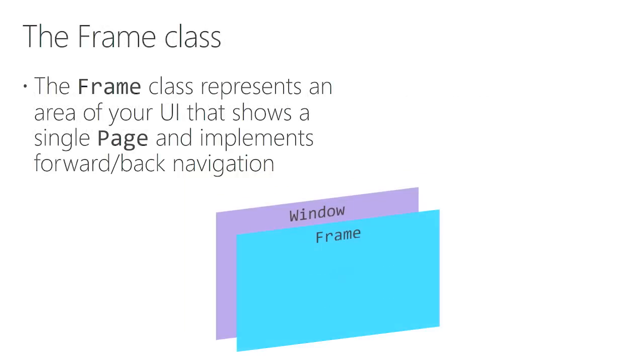typically a frame. The frame is not required, but it's very common in our UWP applications, and it's really what's going to control the navigation within our application. So it's going to be our first piece of UI, and its job is to display other pieces of UI and allow that forward and back navigation that's fairly common in these types of applications.